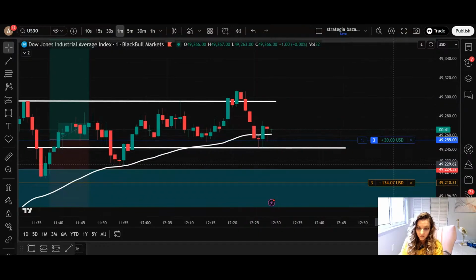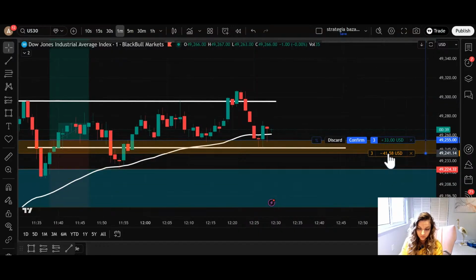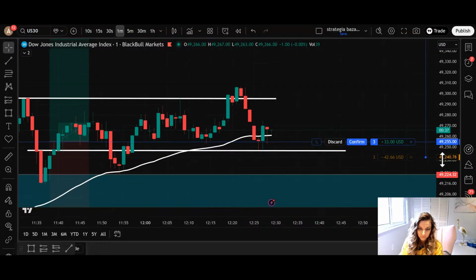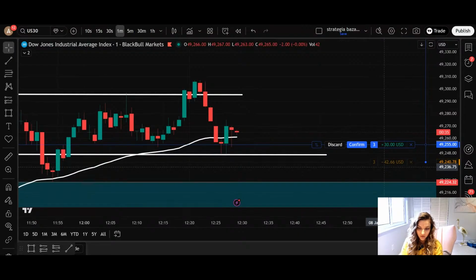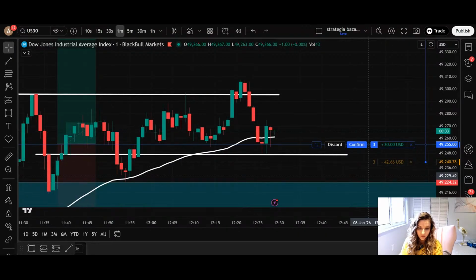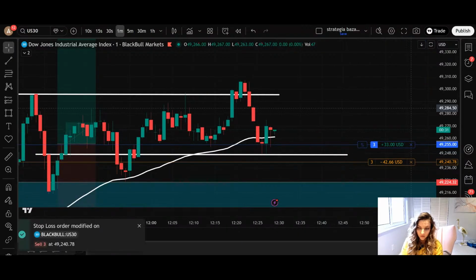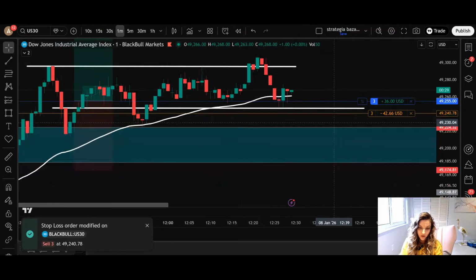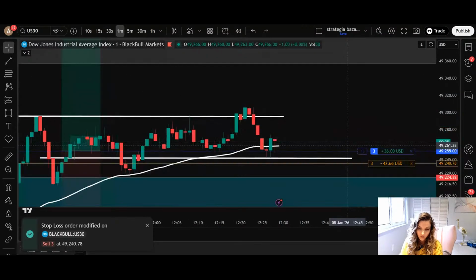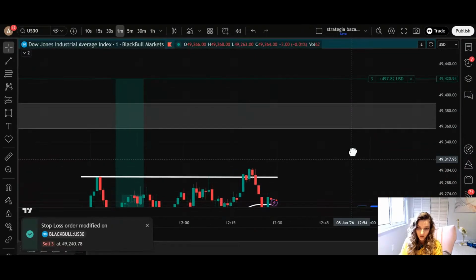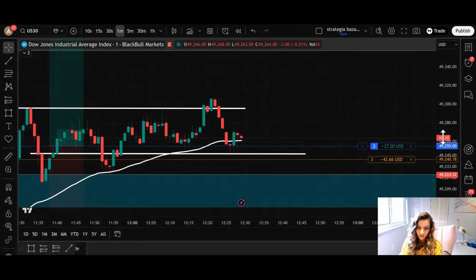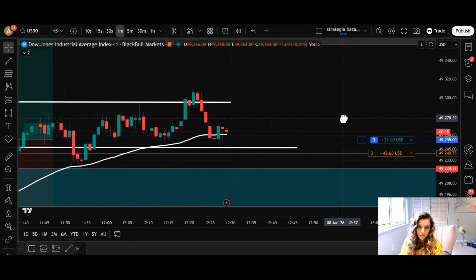Okay, so I'm gonna move my stop loss here. At this point, I'm only risking $42. From my initial, I was risking 250. So I'm only risking $42 to make 500. So it is what it is.